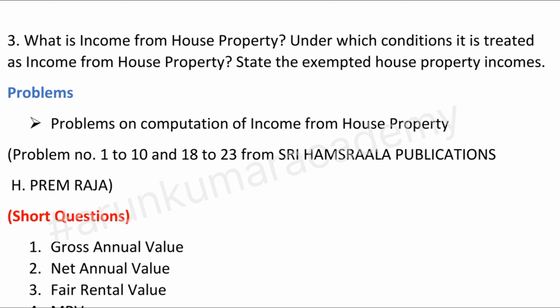Sections 22 to 27 explain the various provisions of house property. Rent received by the house owner will be considered as income from house property. And here explain the exempted house property incomes, like the house used for agriculture purpose, or income from house property of a scientific research association, etc. So these are the exempted house property incomes. You need to present all those things in detail. So these are the theory questions.